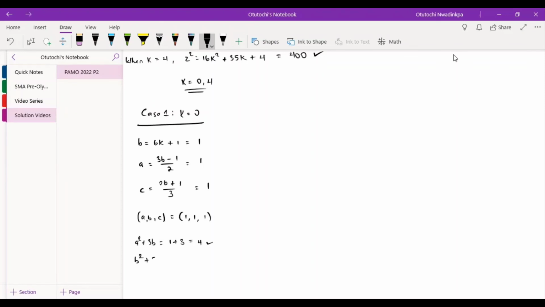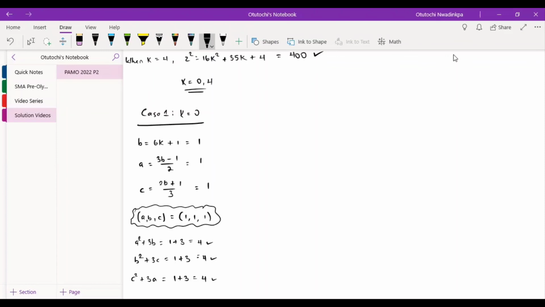Same with b squared plus 3c, equal to 1 plus 3, equal to 4, and they are fine. And same with c squared plus 3a, equal to 1 plus 3, equal to 4, and we are fine. So now that's that for this case. This is our solution for this case: (a, b, c) is equal to (1, 1, 1), and it worked.